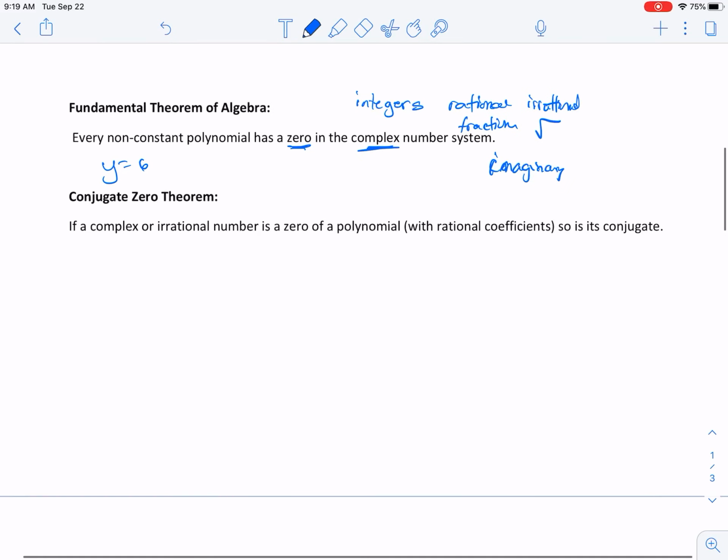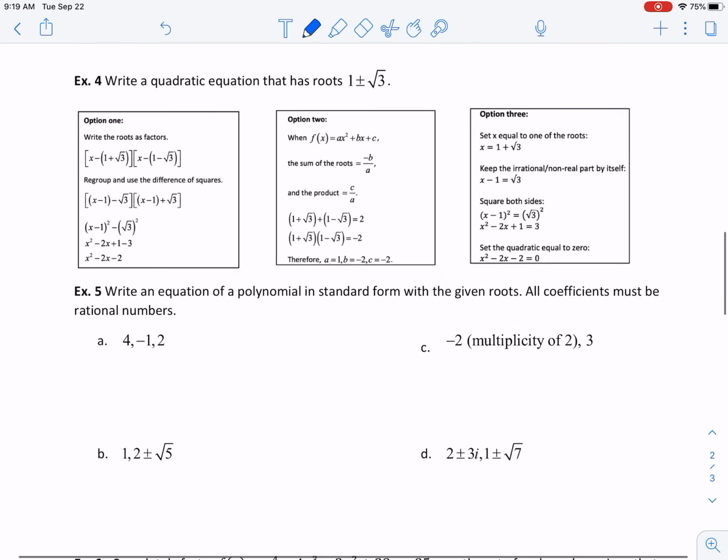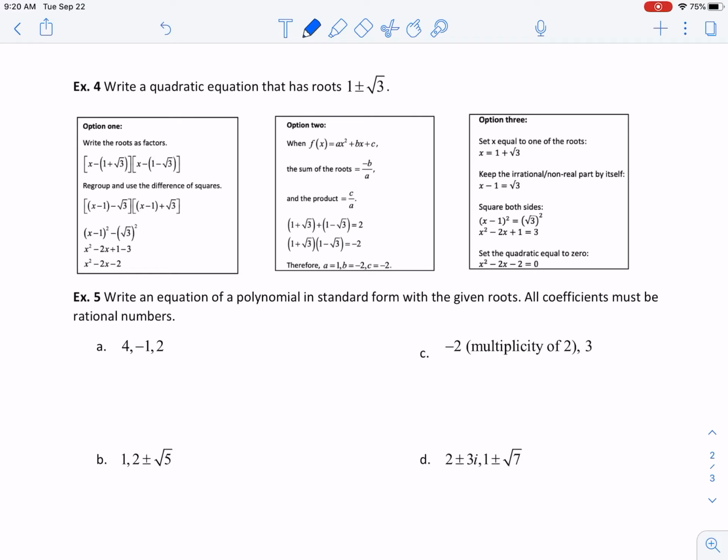And then the conjugate zero theorem says if a complex or irrational number is a 0 of a polynomial, so is its conjugate. So if 1 plus the square root of 7 is a root, then you know 1 minus the square root of 7 is a root. 3 plus 2i is a root, and 3 minus 2i is a root. All right. I love this.